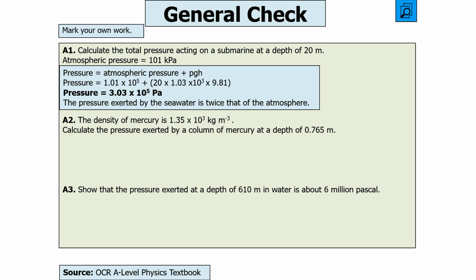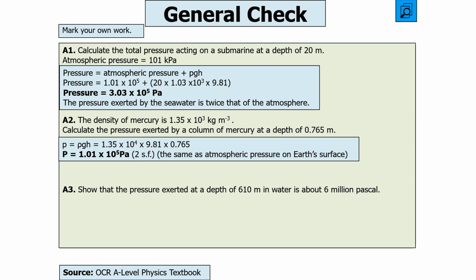In our next question, we know that the mercury is going to exert a pressure of rho g h. Pop in all the values. You've got the density, 1.35 times 10 to the 4. We've got the height, 0.765. And we've got g to be 9.81. So it's 1.01 times 10 to the 5 pascals. And then finally again, pressure is rho g h, so it's 1.03 times 10 to the 3 times 9.81 times 610, which is 6 times 10 to the 6 pascals.